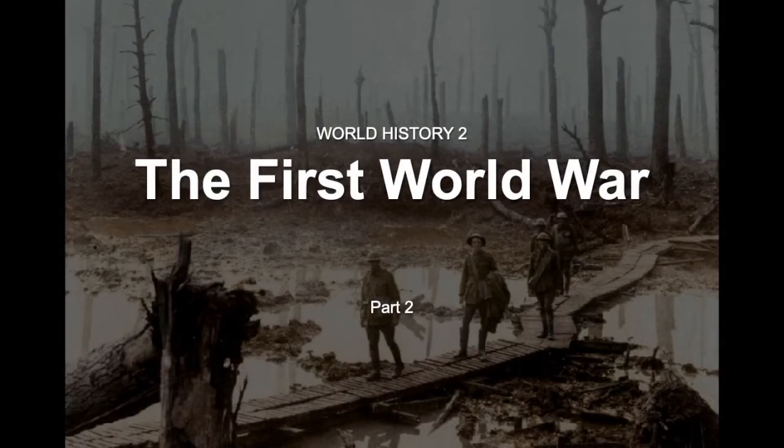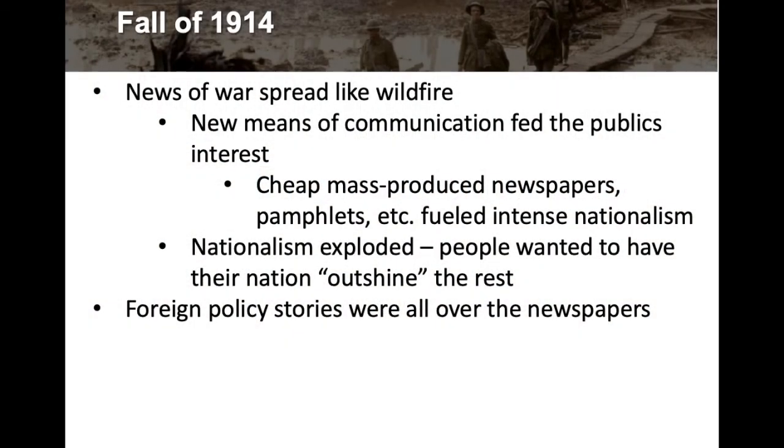Okay, students, we're going to now move into our PowerPoint lecture for the First World War, Part 2. So we left off last time with the assassination of the Archduke and all of the countries, kind of the dominoes falling, and they're declaring war on each other. So in the fall of 1914, some things take place that also assisted in the declarations of war and just kind of like the news being spread of the Archduke being killed. So it wasn't like the Archduke and his wife were killed and the next day war was declared. There was about a month in there.